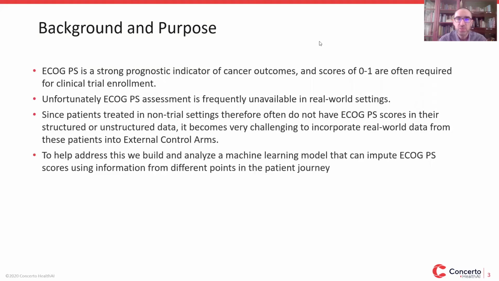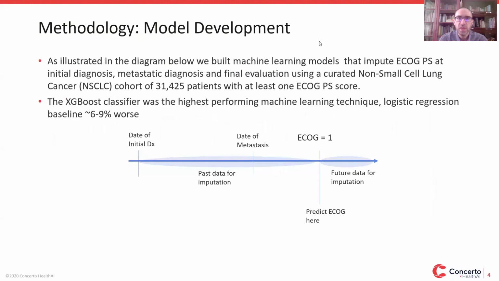To help address this, we build and analyze a machine learning model that can impute ECOG PS scores using information from different points in the patient journey. As illustrated below, we build machine learning models that impute ECOG at initial diagnosis, metastatic diagnosis, and final evaluation using a curated NSCLC cohort of 31,425 patients with at least one ECOG PS score. The XGBoost classifier was the highest performing machine learning technique. Our logistic regression baseline was 69% worse.